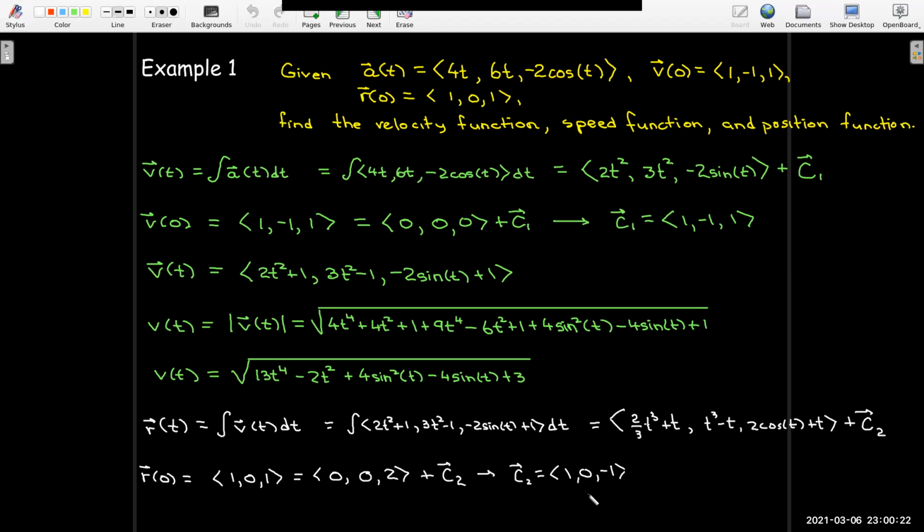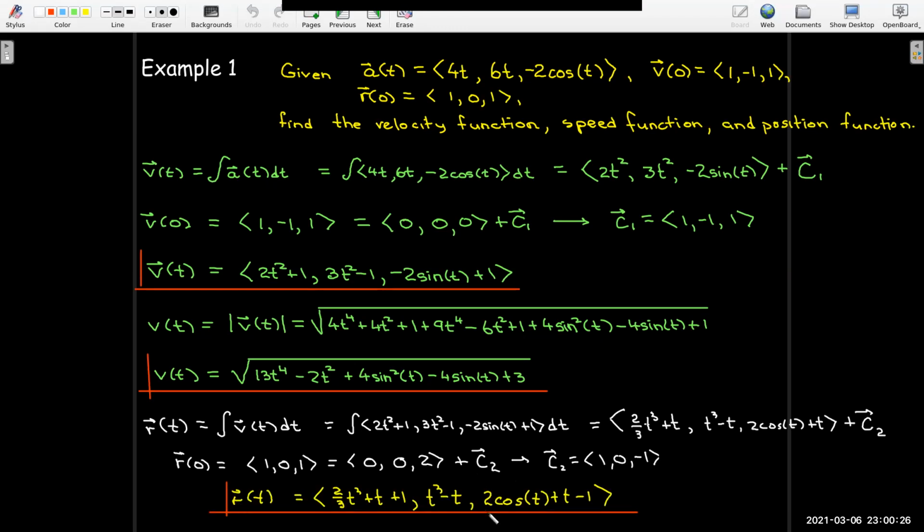And so now that I have the C2 vector, I can write out the entire position function. So here's my velocity function, my speed function, and here is the position function. I just needed to add the components plus 1, well, 0, and minus 1 to my antiderivative.